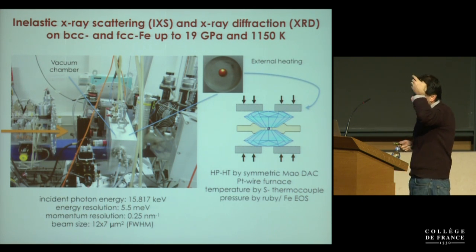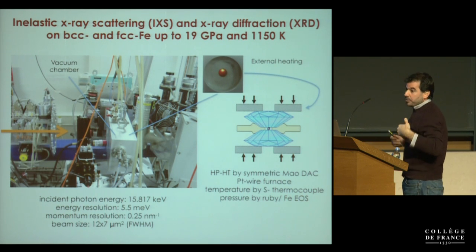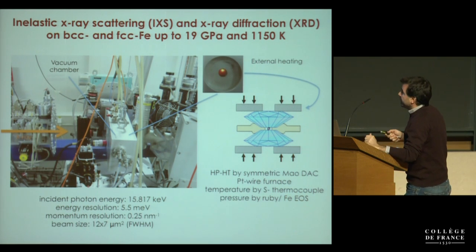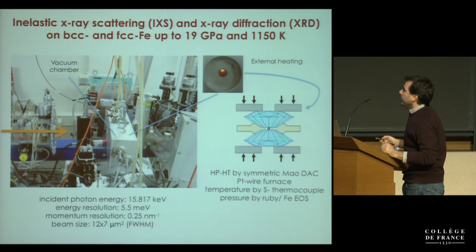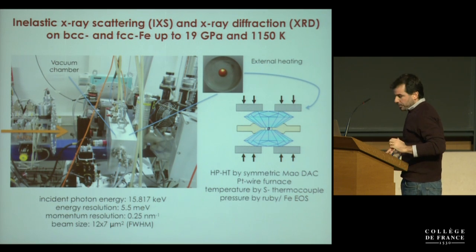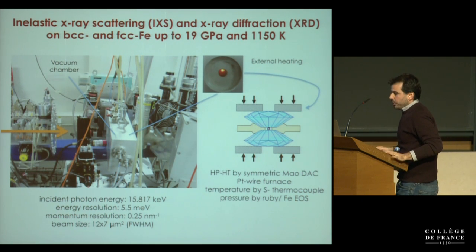This allowed us to use a diamond anvil cell as the pressure-generating device, and high temperature was obtained by a micro-machined platinum wire furnace, basically a wire furnace wrapped around the diamond. Temperature was measured by an S-type thermocouple, and pressure by ruby at ambient temperature, and at higher temperature using the known equation of state.